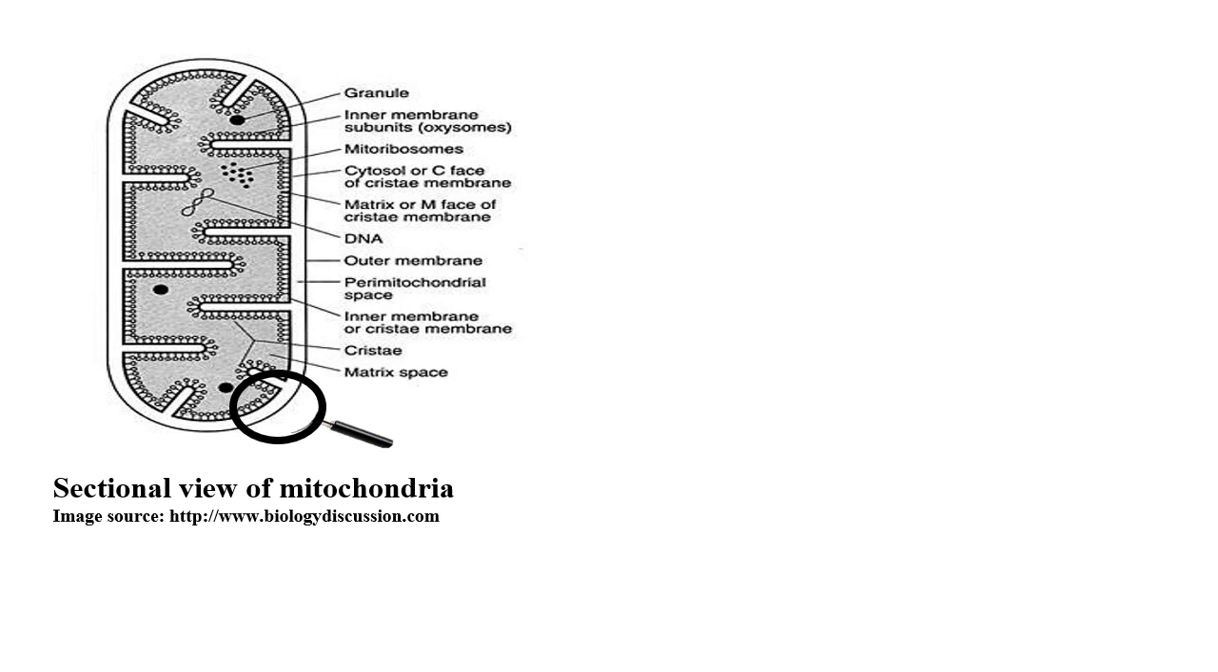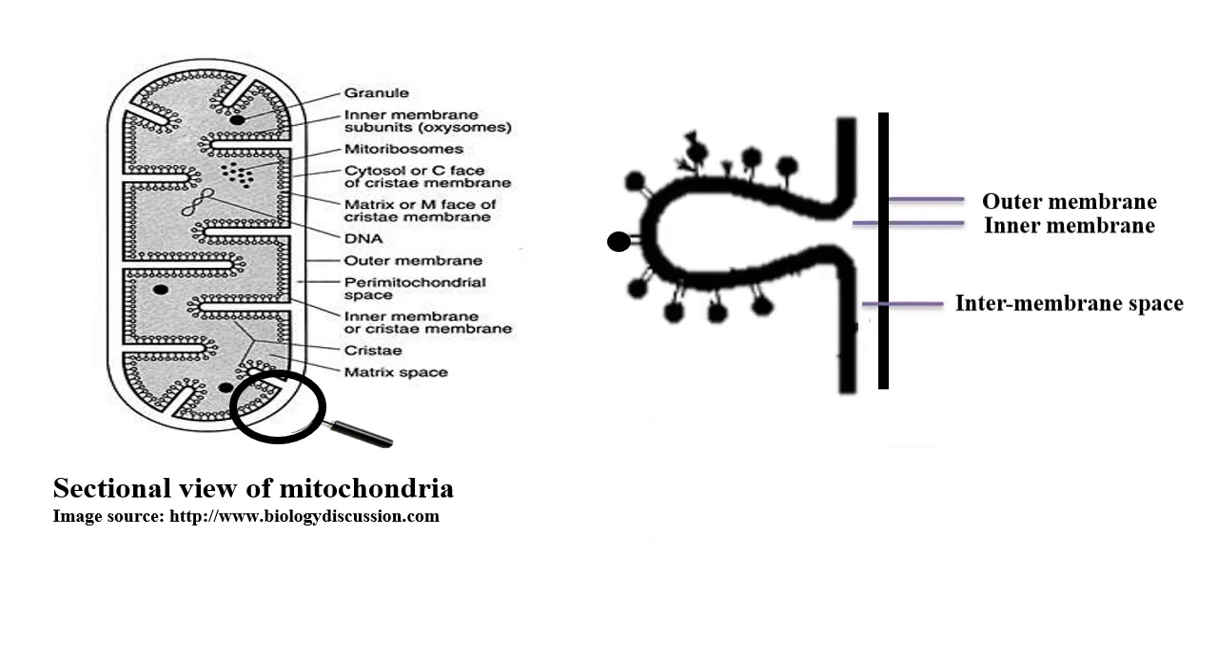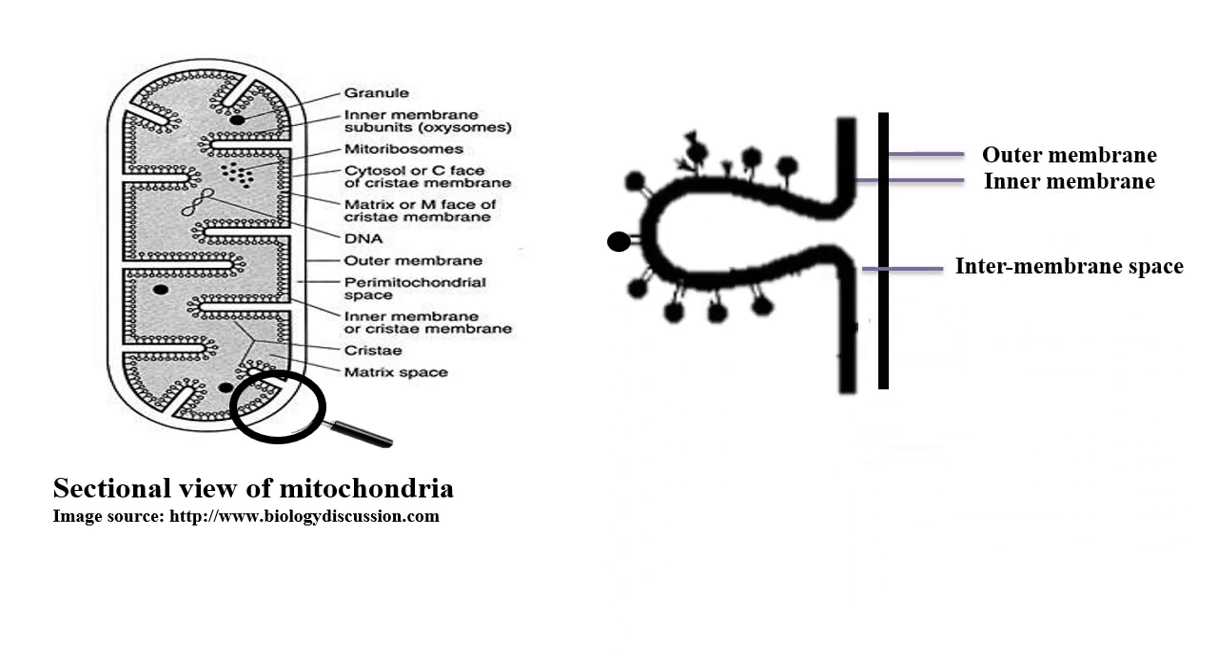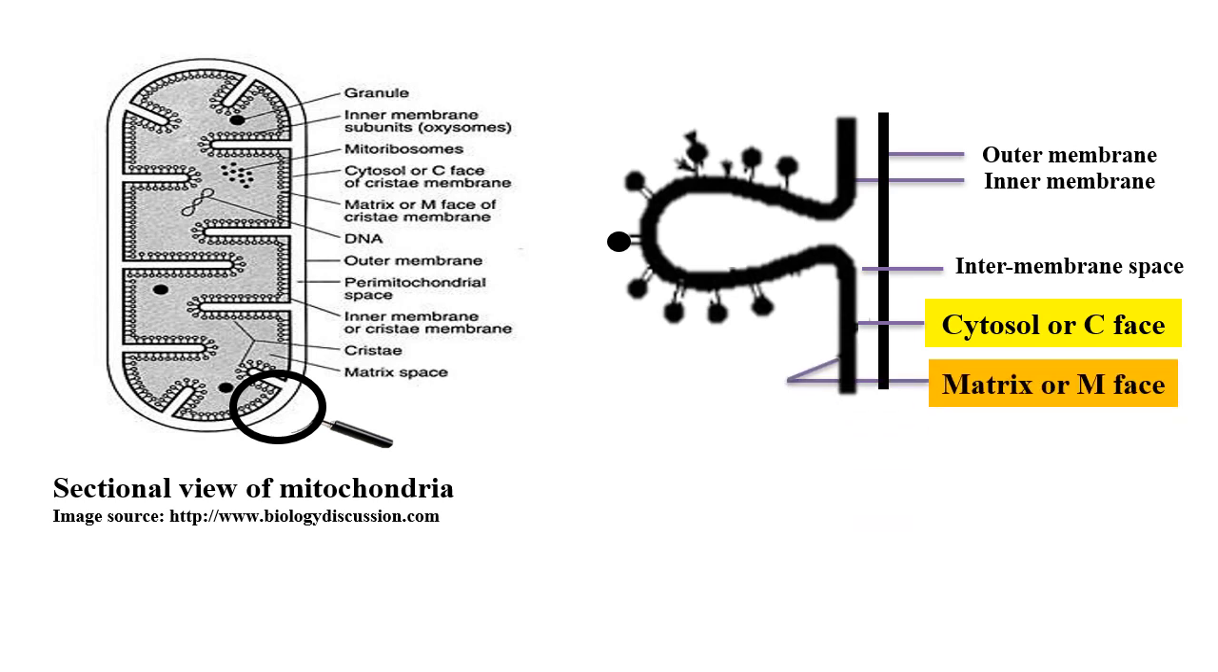So, by the time you are aware of what is outer membrane, what is inner membrane, and what is intermembrane or perimitochondrial space. Further, the inner membrane has an outer cytosol or C phase towards the intermembrane space, and an inner matrix or M phase towards the matrix side.